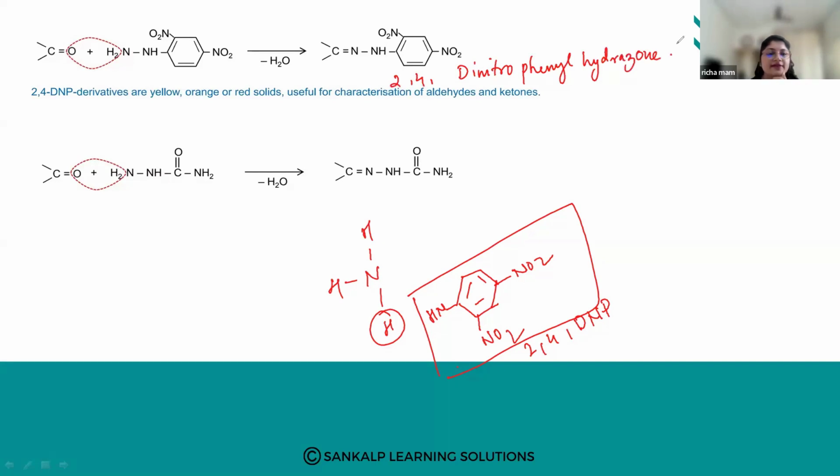Okay, is it clear? So 2,4-dinitro derivatives are yellow, orange or red in color. Okay, useful for characterization of aldehydes and ketones. So the 2,4-DNP test is usually used to distinguish whether they are aldehydes or ketones. Okay, so the respective color is shown by this particular test. So these are some of the important tests. So mark this also important. So this is an asked question.